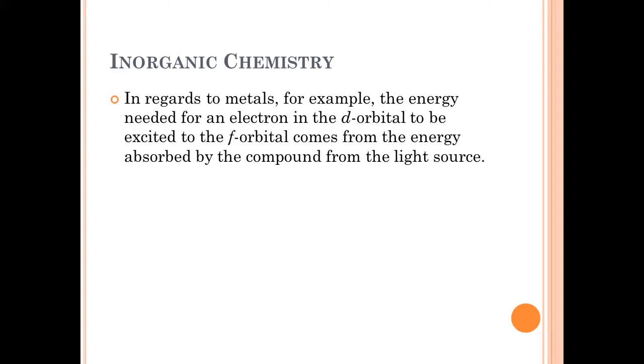Similar to organic chemistry, metals also undergo transitions when energy is added to the system. The transition between orbitals is caused by the energy absorbed by the material. Also, in regards to inorganic chemistry, charge transfer complexes can form when the radiation absorbed causes the transfer of an electron from a donor orbital to an acceptor orbital.